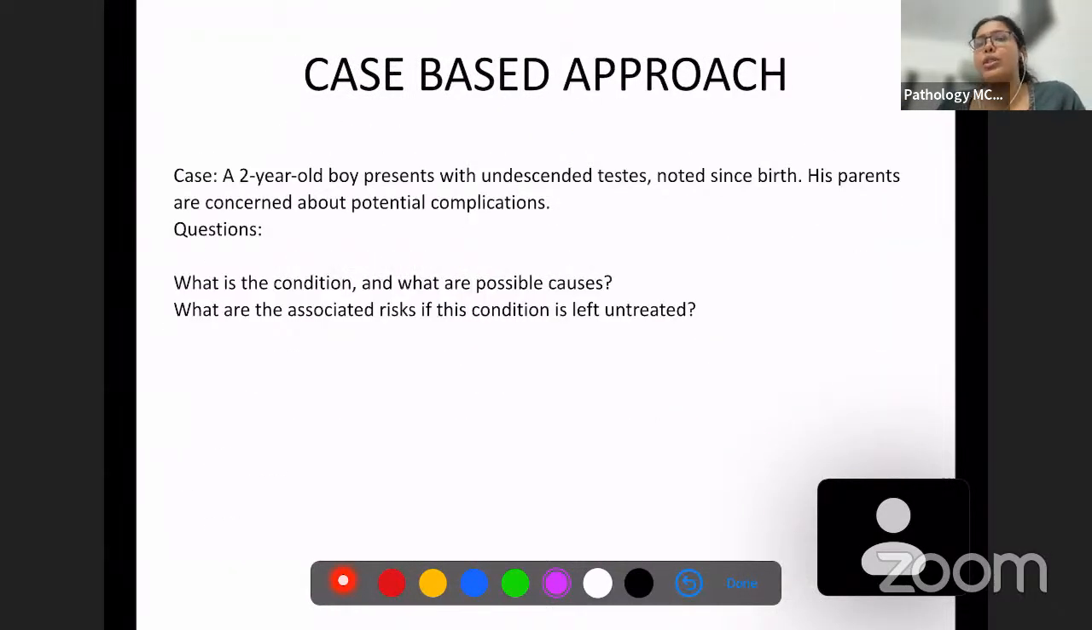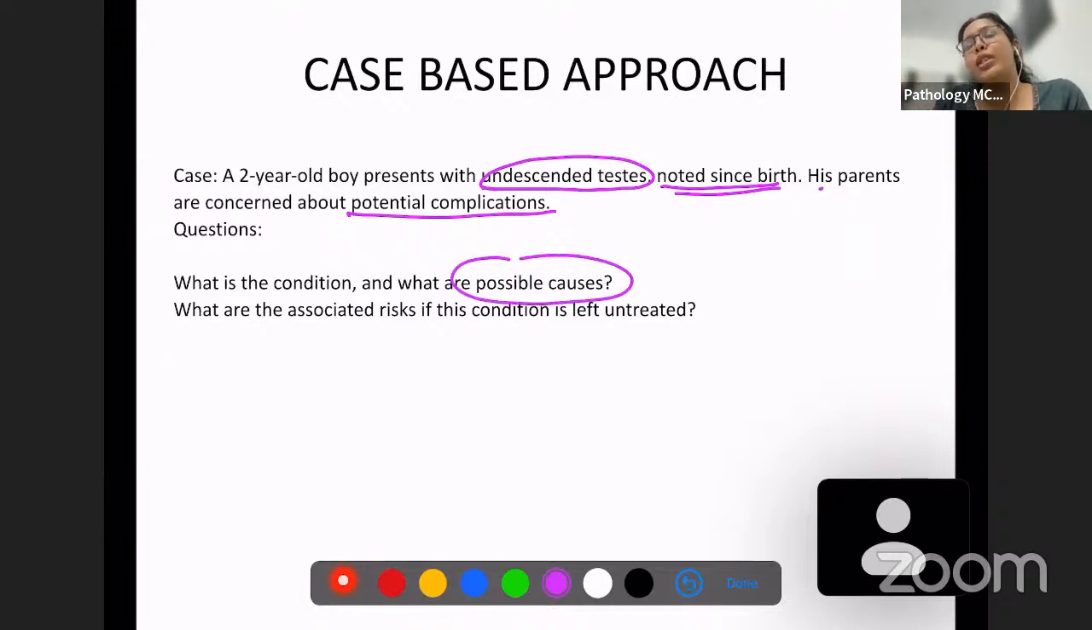Okay, so next question. Next is another case-based question. A 2-year-old boy presents with undescended testis, which was noted since his birth. His parents are concerned about potential complications. So we have already discussed undescended testis complications, right? So what are the possible causes? We have already discussed that too.